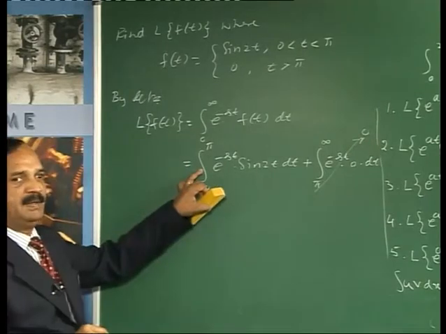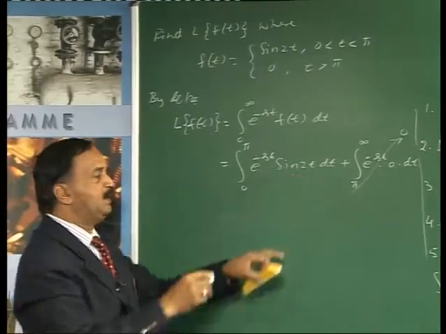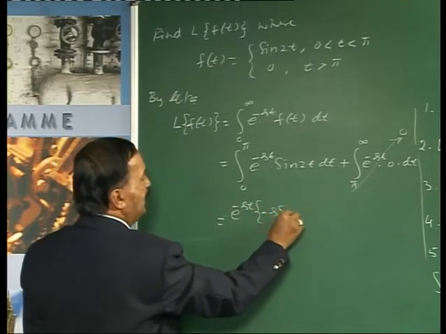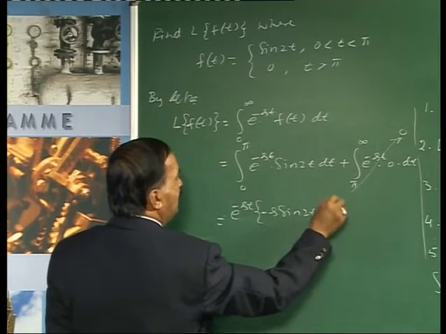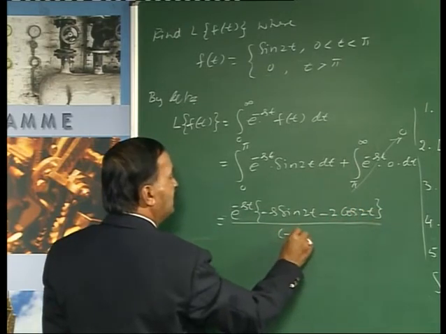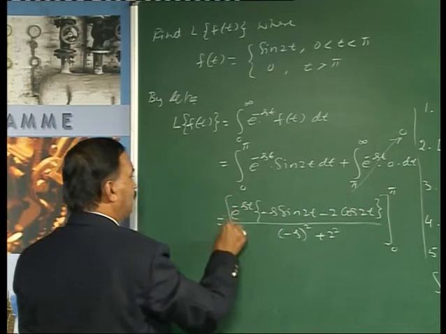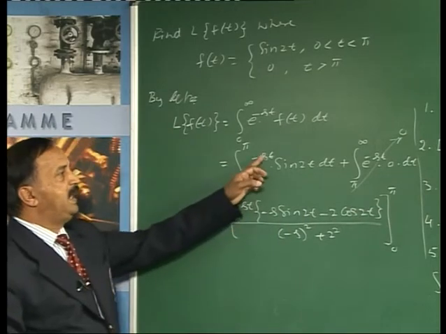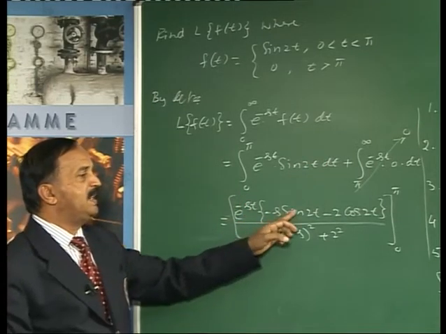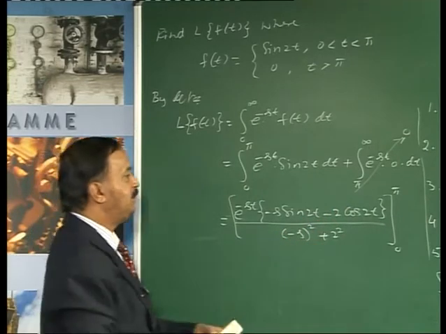Here by using the formula, integral of e to the power of ax sin bx dx formula, use that formula here. That becomes e to the power of minus s t into minus s into sin 2 t minus 2 into cos 2 t, divided by minus s whole square plus 2 square, from 0 to pi. So, integral of e to the power of ax sin bx dx formula, e to the power of ax into a sin bx minus b cos bx divided by a square plus b square, by using this formula.